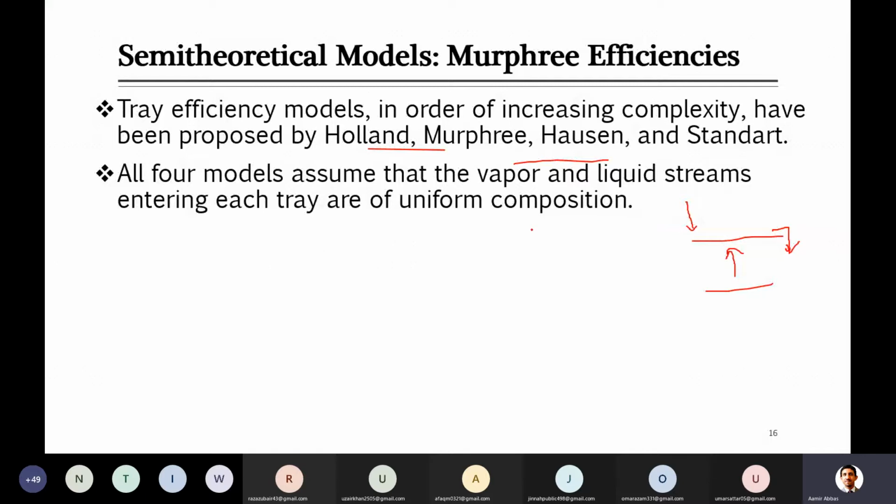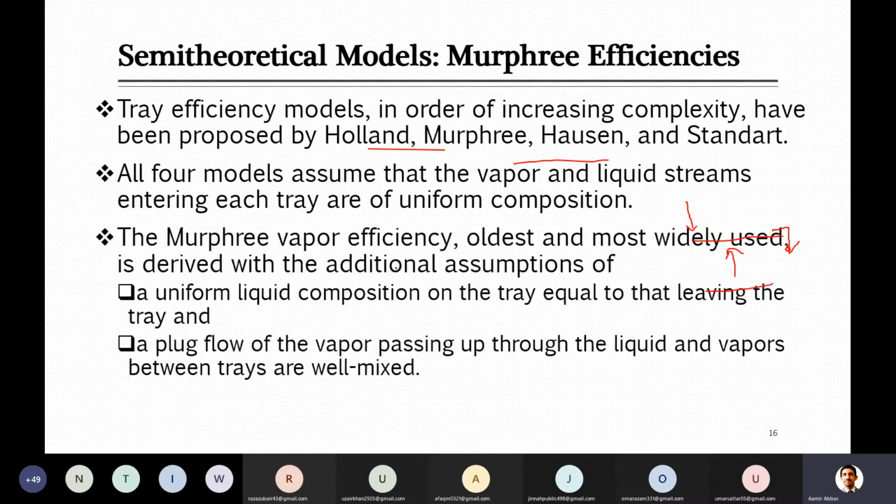So this was one of the assumptions of all these models. Murphy vapor efficiency, developed by the scientist Murphy, is considered the oldest and most widely used, and he derived the equation, or he actually gave the equation, based on some more additional assumptions. All of these considered that there is uniform composition of the liquid and vapor when they are coming in contact.